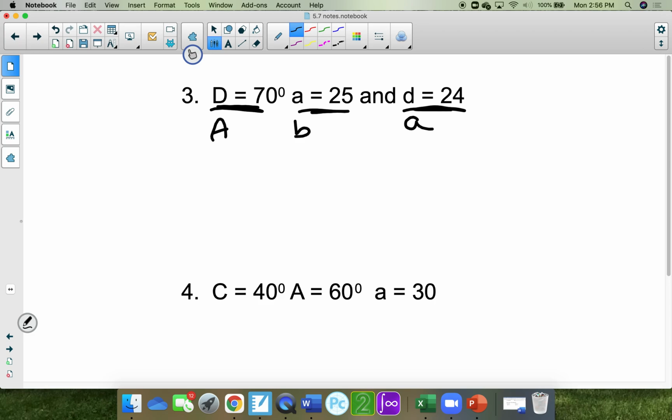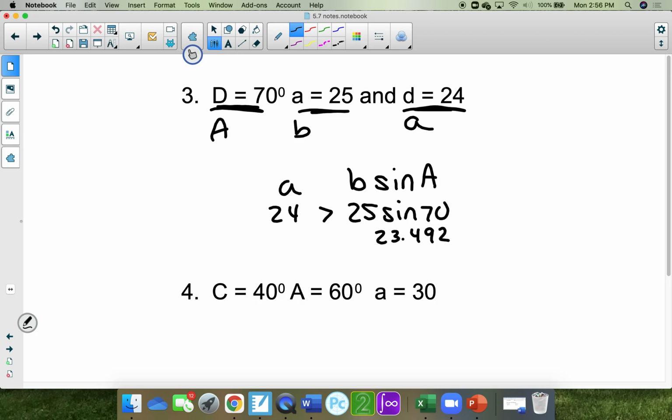Our angle A is less than 90, and our A is less than B, so we have to do B sine of A again to check to see what it is. And our B is 25, 25 sine of 70. And you are going to get for this one approximately 23.492, so it's greater than. So this is also going to be two solutions, and I'll explain the two solutions later.